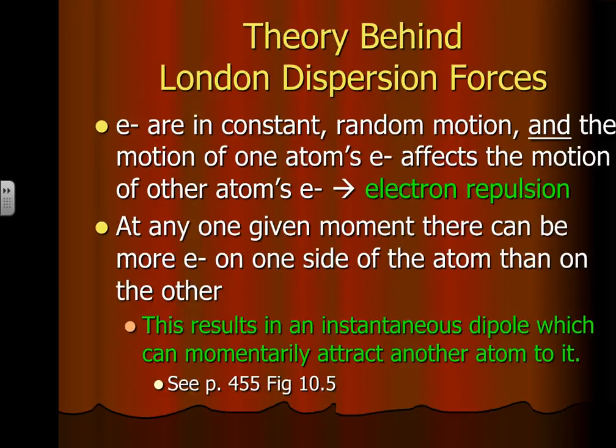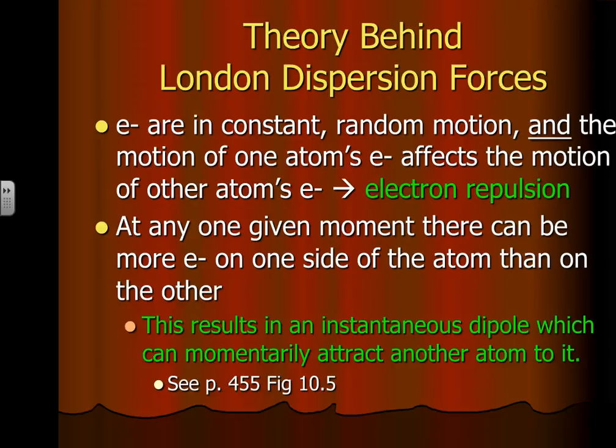If you would please open your textbook to page 455 and take a look at figure 10.5, I think you'll start to see a visualization of what I'm talking about, in terms of how at any one given moment, electrons could be favoring one side versus the other, creating an instantaneous dipole. So please pause the video.